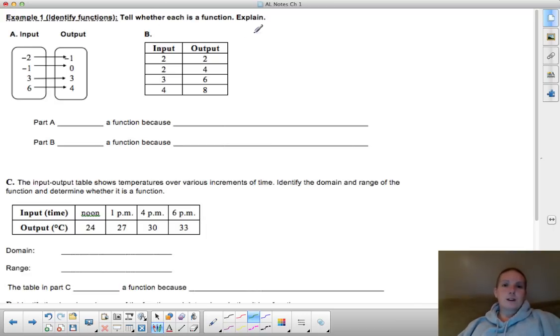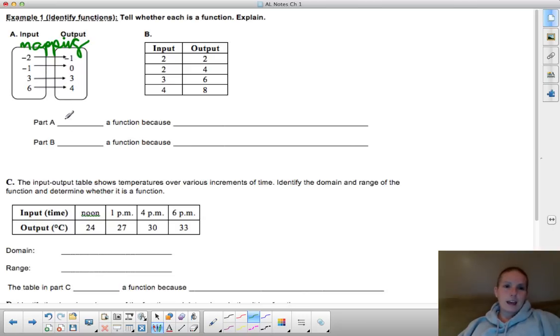Tell whether each is a function and explain why. So we're going to look at our mapping first. That's what this little guy is called, a mapping, because we have 2 bubbles and arrows. When we look at our mapping, we're going to look at the left side as the inputs and the right side as the outputs. They're not always going to be labeled like this. So input implies output. When we look at each of those inputs, it has exactly one output.